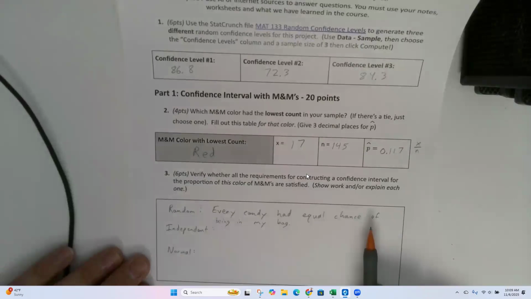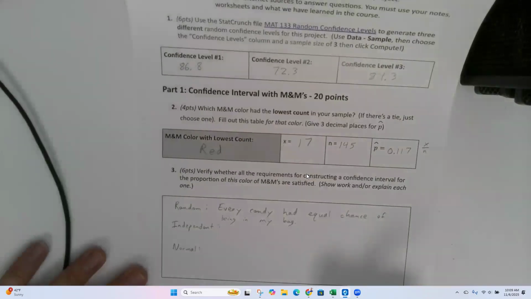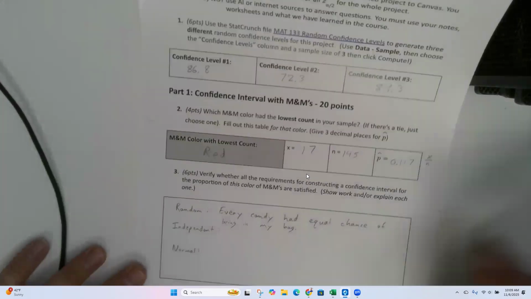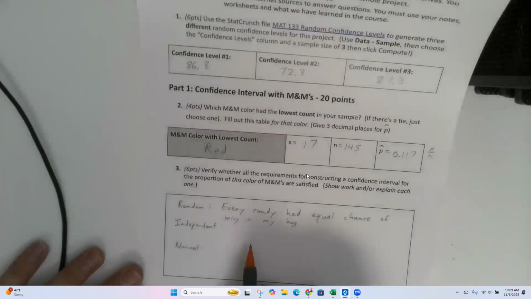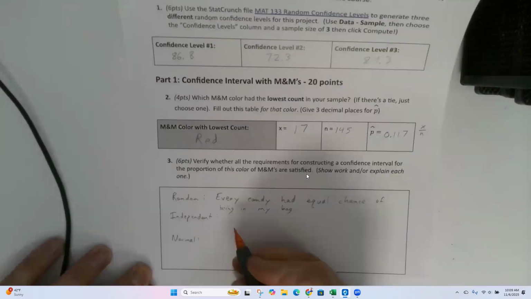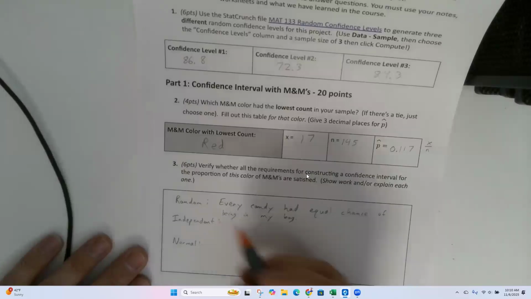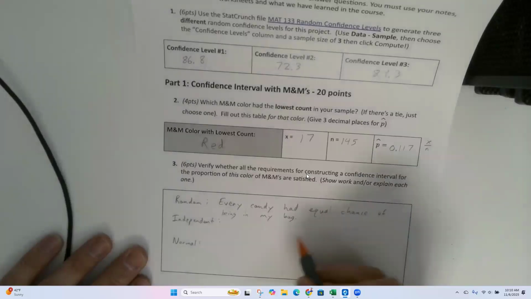Now, is it truly random? We would need to know more about the candy manufacturing process, but we're not going to worry about that. As long as every item in the population has equal chance of getting selected for your sample, then it's good. Independent.